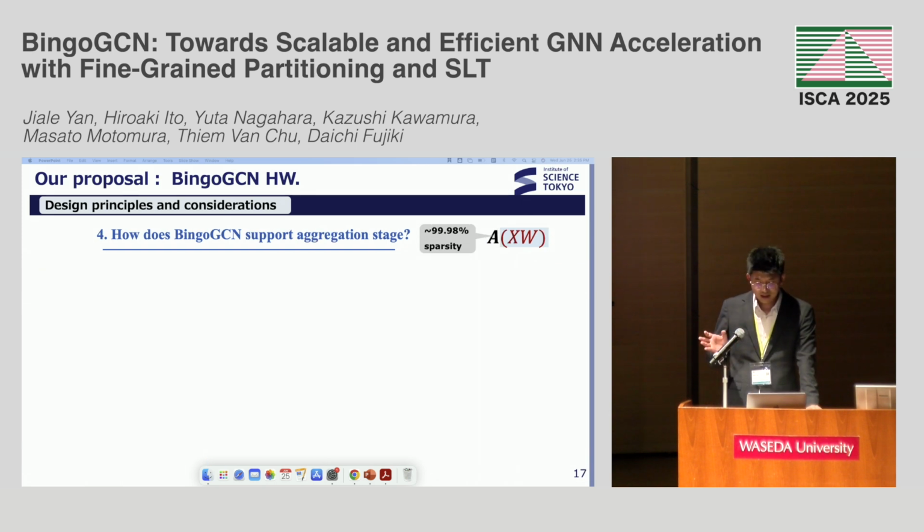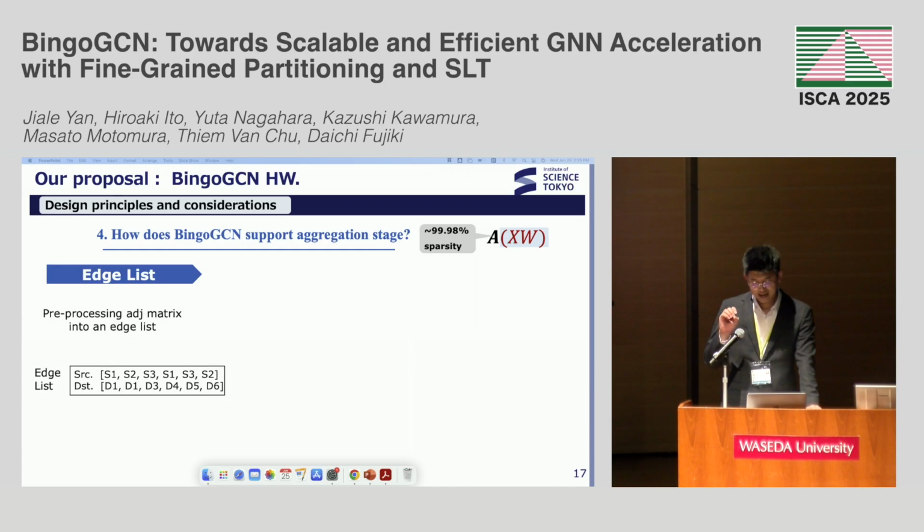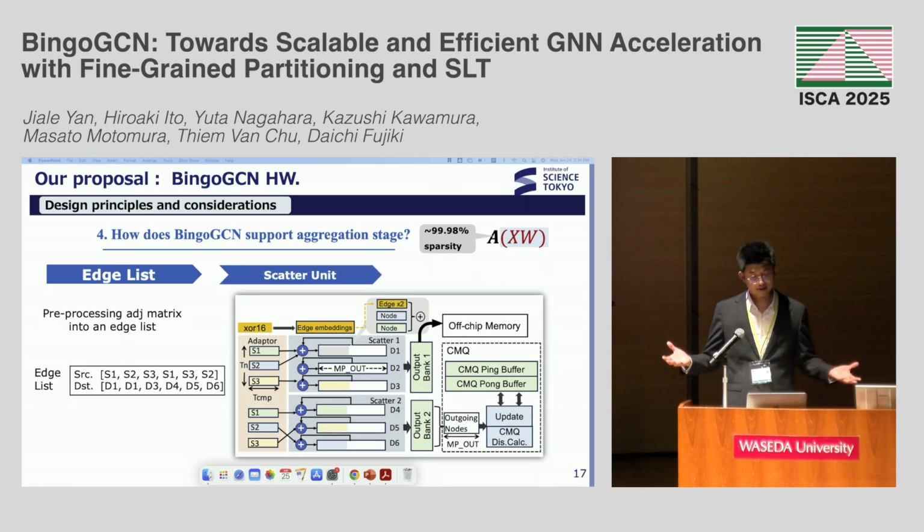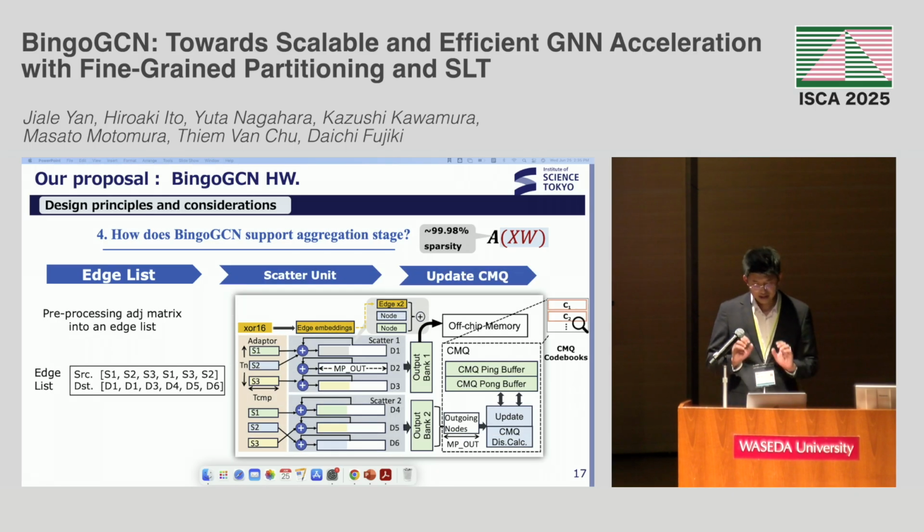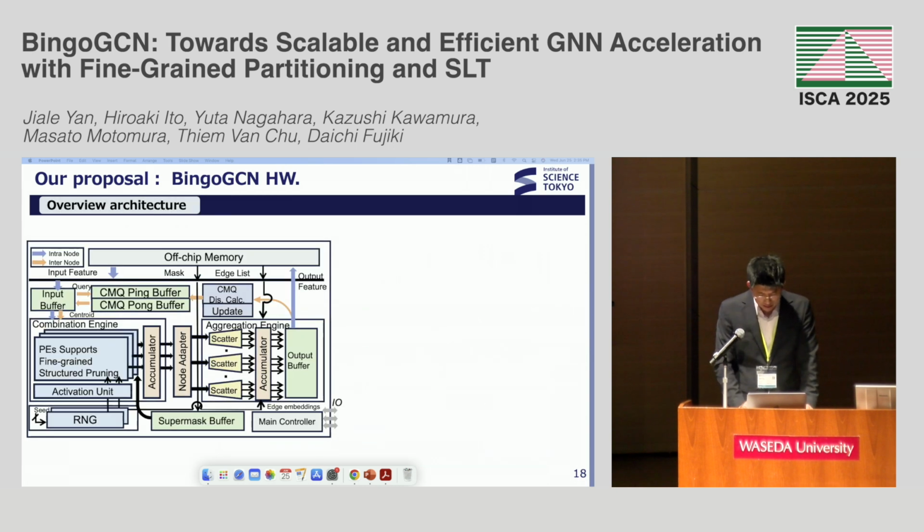To handle the sparse aggregation step, BingoGCN first converts the adjacency matrix into an edge list for hardware-friendly access. Each edge is processed by the scatter unit, which supports message passing and edge-level embedding integration. And finally, the CMQ unit updates corresponding codebooks in real time, enabling efficient output generation with more than 99.98% sparsity. Here is the overview of our BingoGCN hardware, which tightly follows the algorithm proposed.